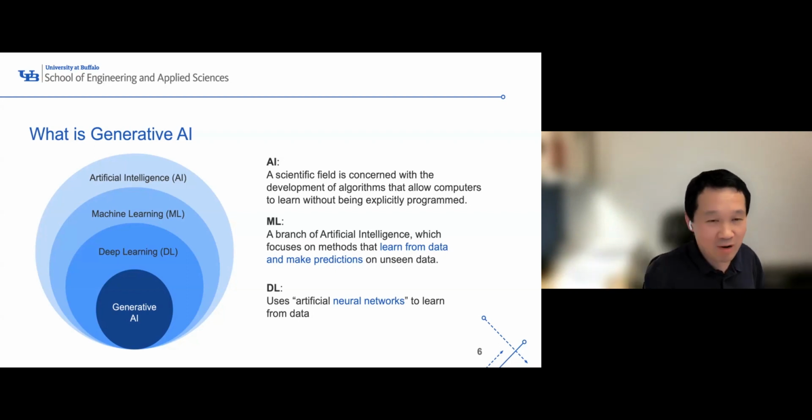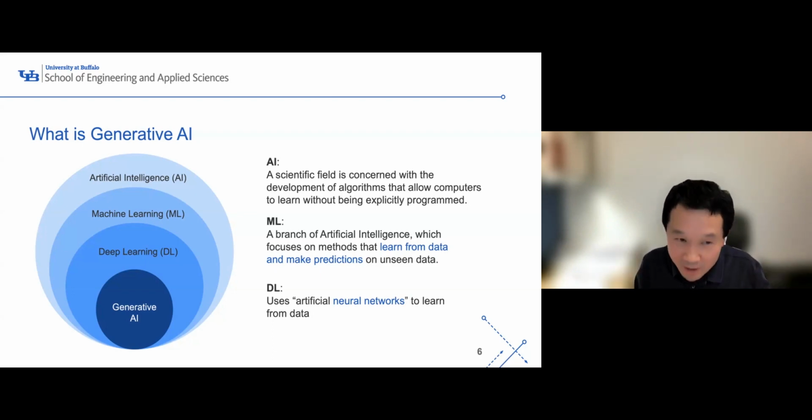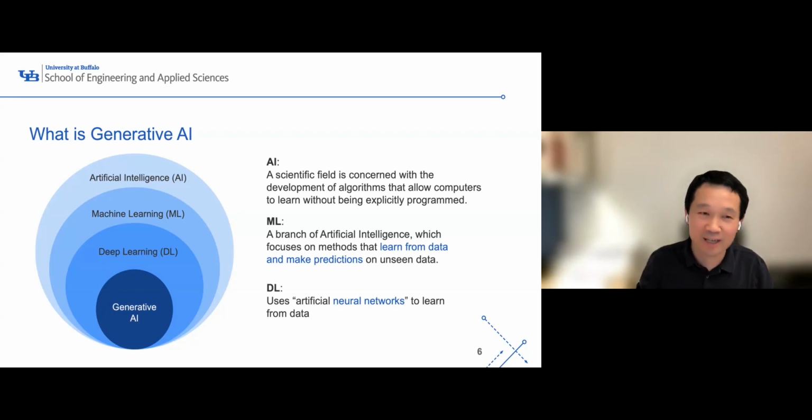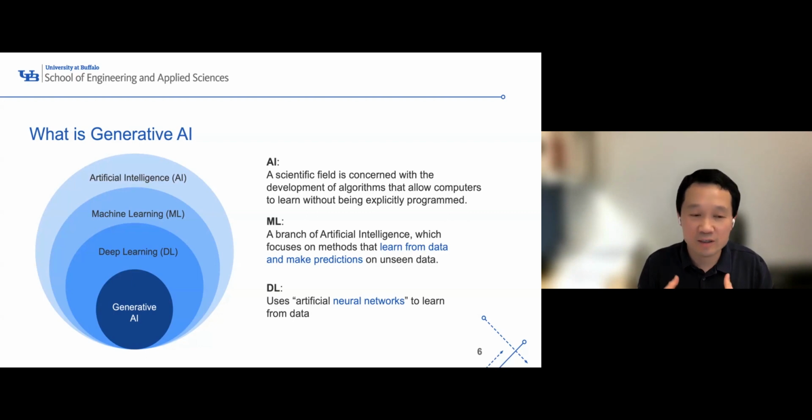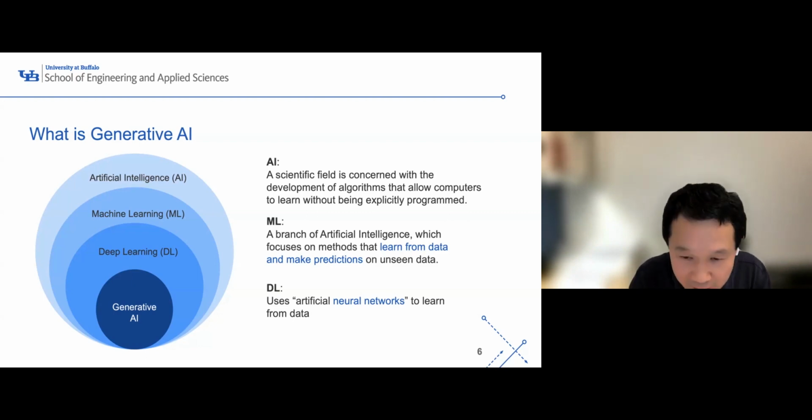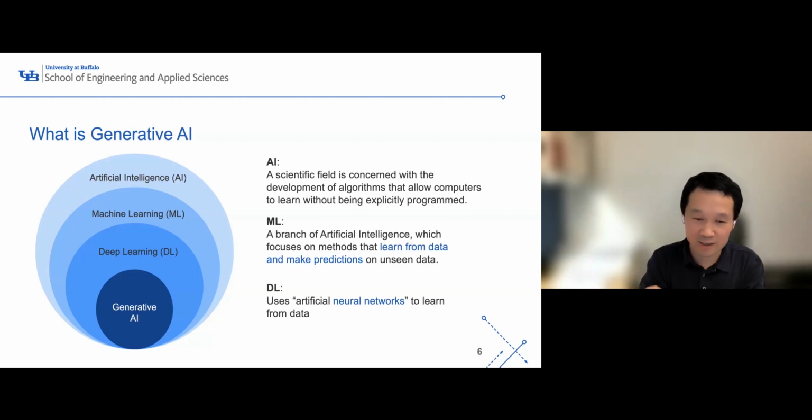From this diagram, we can see we have AI, we have machine learning. Machine learning just belongs to AI. Also, we have deep learning, which is a very specific technology within machine learning. Recently, we have generative AI. Generative AI is a subset of deep learning. So we have different terms, and we can see the relationship among those terms.